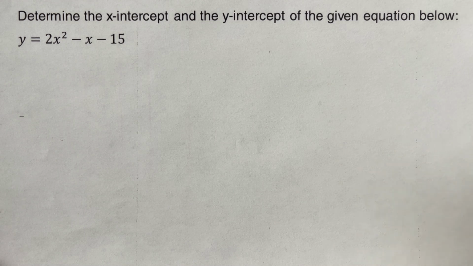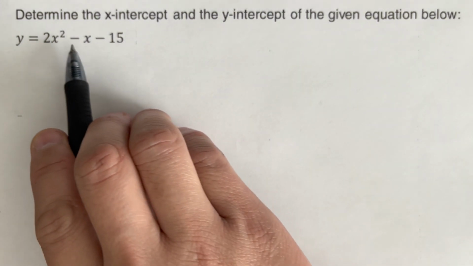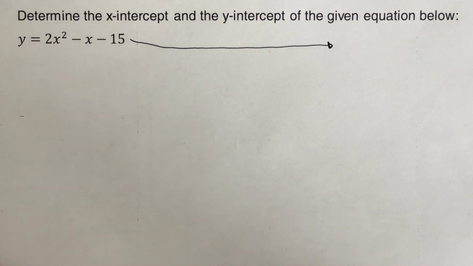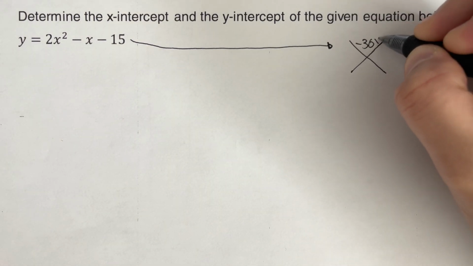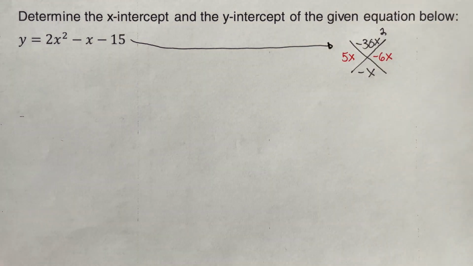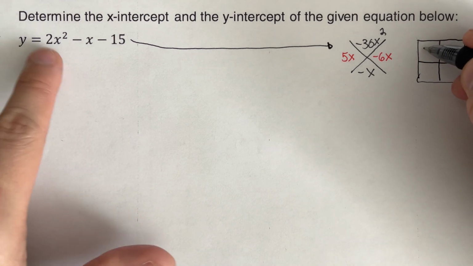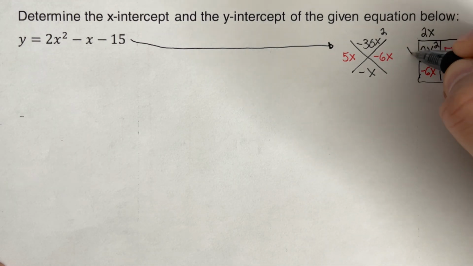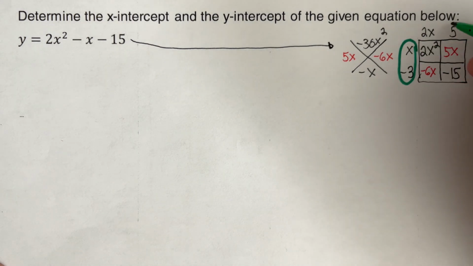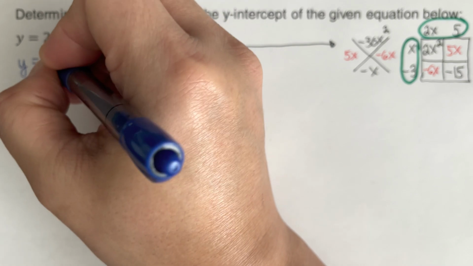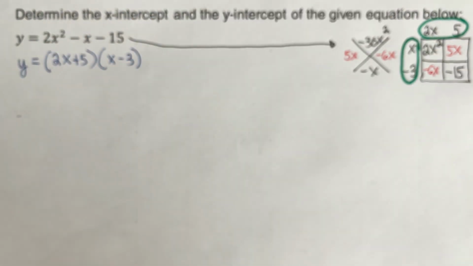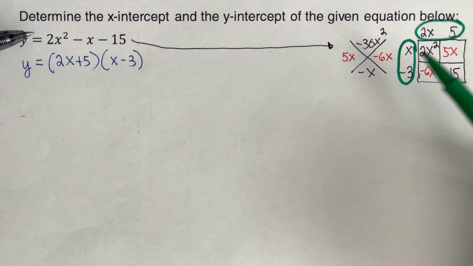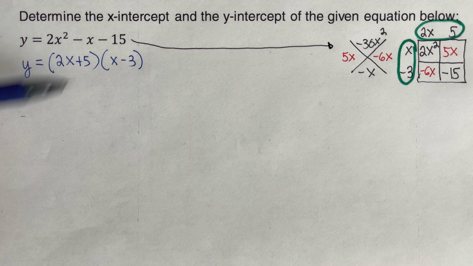Okay, so let's go over the problem here. In order to determine the x- and y-intercepts for this, we are supposed to change this to its factored form using the box and diamond. I'm going to show the box and diamond on the side right here. What I did was factor 2x squared minus x minus 15 using the box and diamond, and I got y is equal to (2x plus 5)(x minus 3).